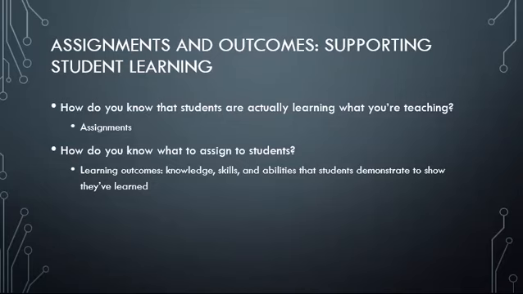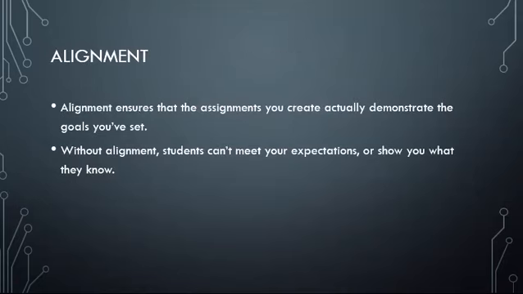When you create a course, you provide learning outcomes, a description of the knowledge, skills, and abilities that students will demonstrate at the end of the course. Making sure that these two things match, outcomes and assignments, is called alignment. It basically means that the things that you're asking students to do in homework or tests or performances or labs actually demonstrate the learning goals that you have set for students. And that's exactly why alignment is important.